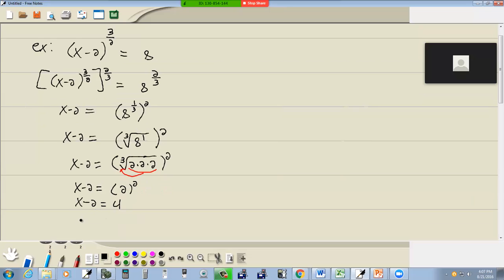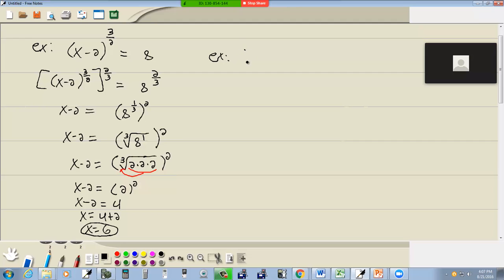And I'll take that negative 2 over to the right side. Remember, when you take anything across the equals, your sign changes. And we get x is equal to 6. Now technically we would check this. Anytime you raise both sides to a power, you always have to check your answer. In the interest of time though, I won't check it. It checks when I plug it back in. Okay.